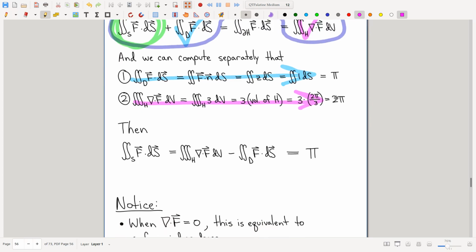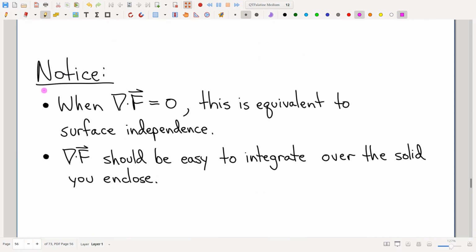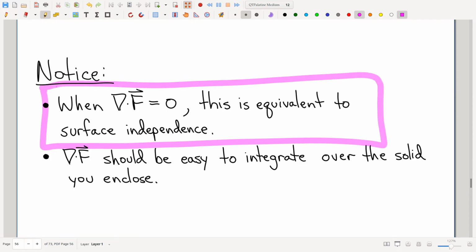Last comment on this is an exercise for y'all to think through, and I think this is a very healthy exercise. When divergence is equal to 0, if you execute this surface closing, you get exactly surface independence as a result. So it'd be a good one to think through. Take a few minutes to do that. Works out really nicely.